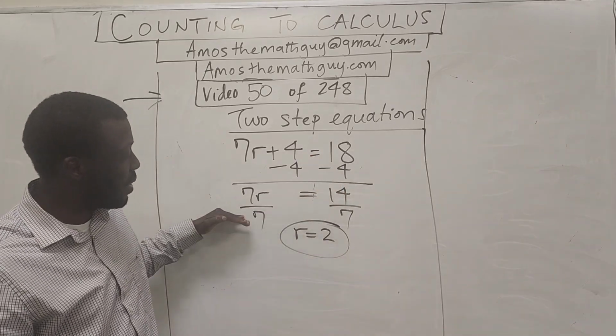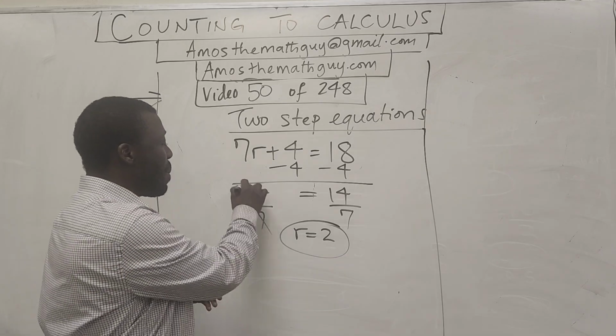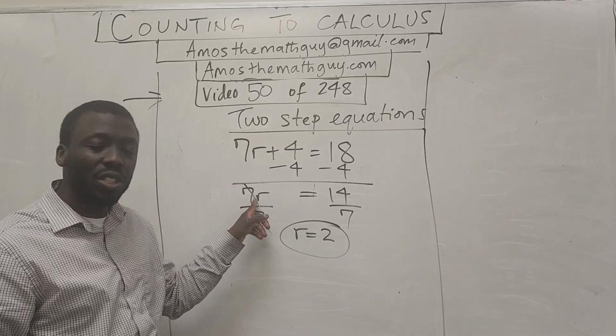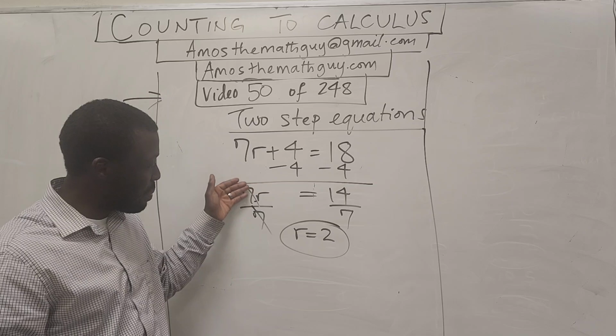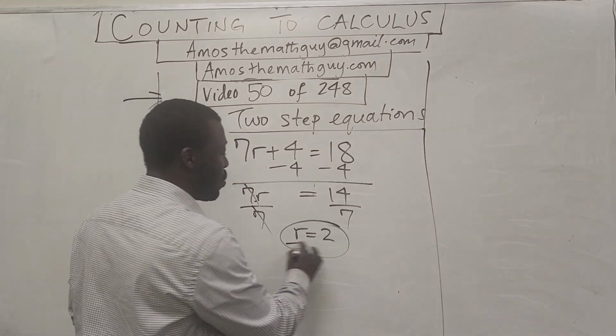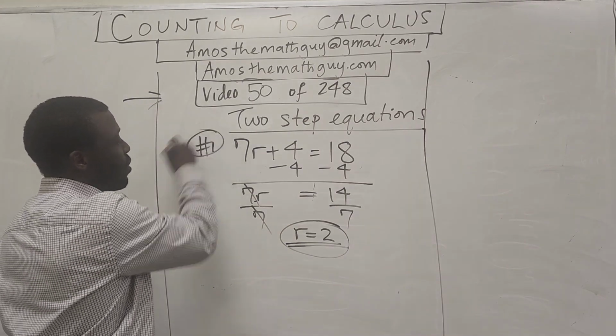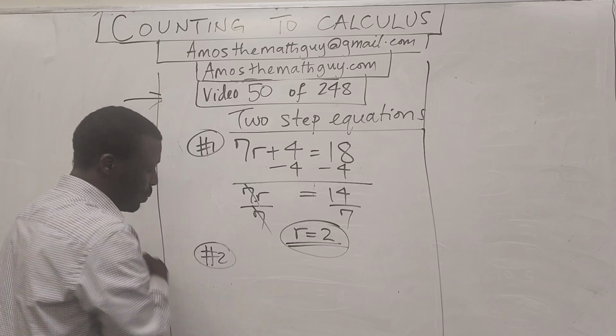We come down over here. We get 7r is equal to 14. We divide both sides by 7 because that's how we get rid of the coefficient of r, by dividing both sides by 7. Whatever we do to the left, we have to do to the right. R is equal to 2. Very good. So that's a two-step equation. That's our first example.